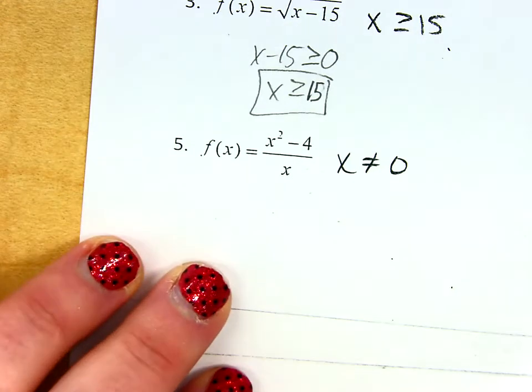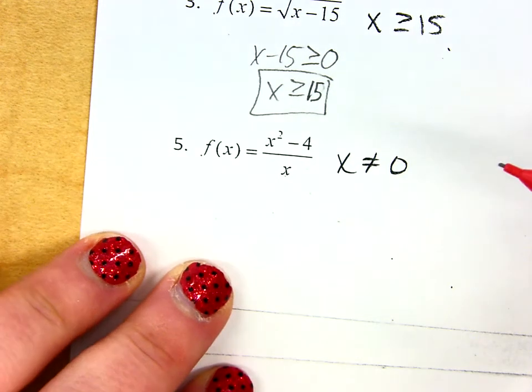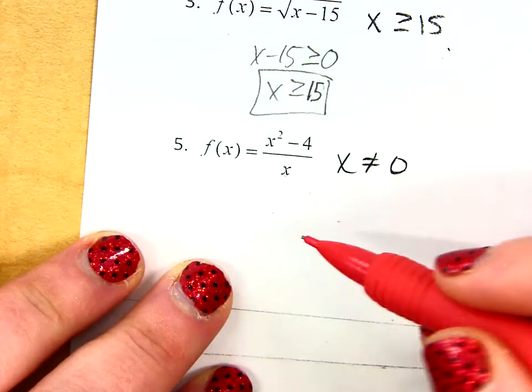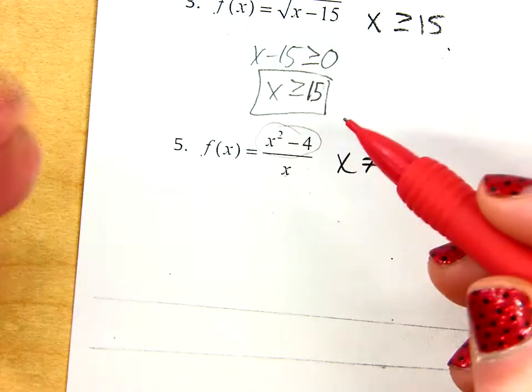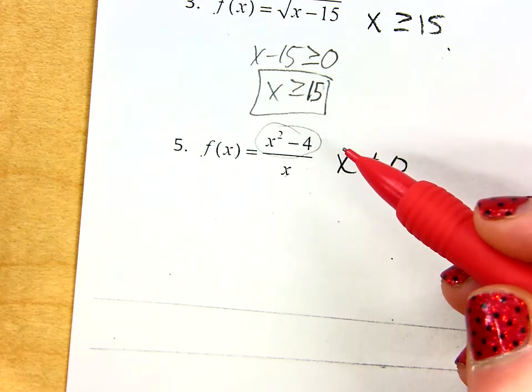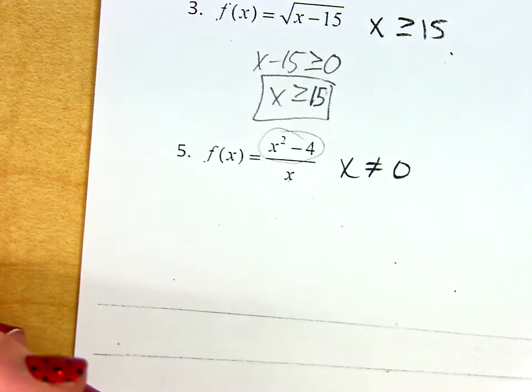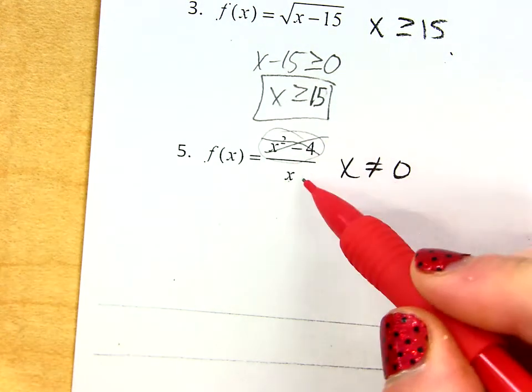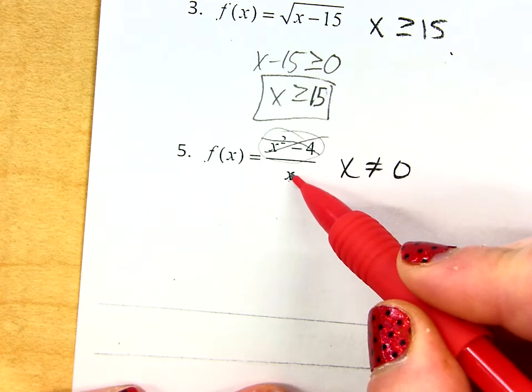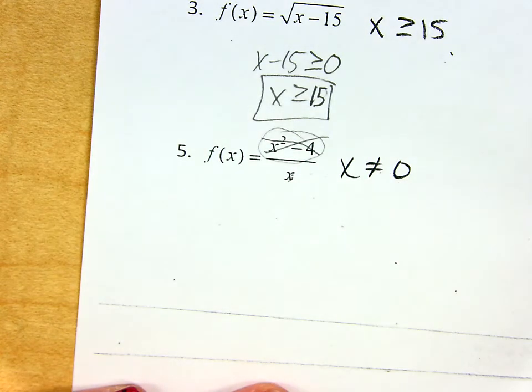5, the only concern is that x in the denominator. It's not allowed to be 0. This up here doesn't matter. Who cares? Remember, the only 2 things I care about, a variable in the denominator or a square root. And this is not either of them. That's the only thing that concerns me. So that means I just can't have 0.